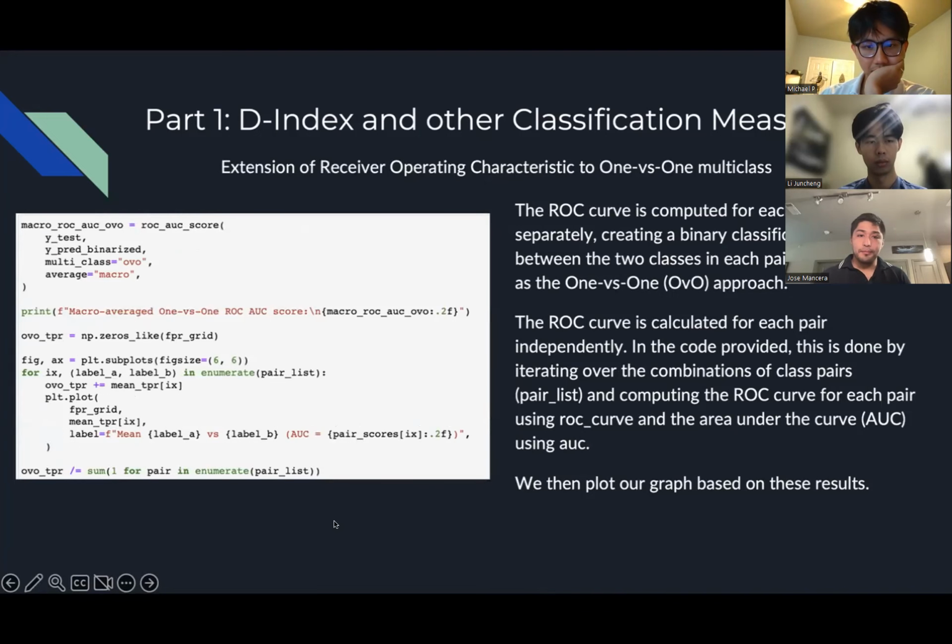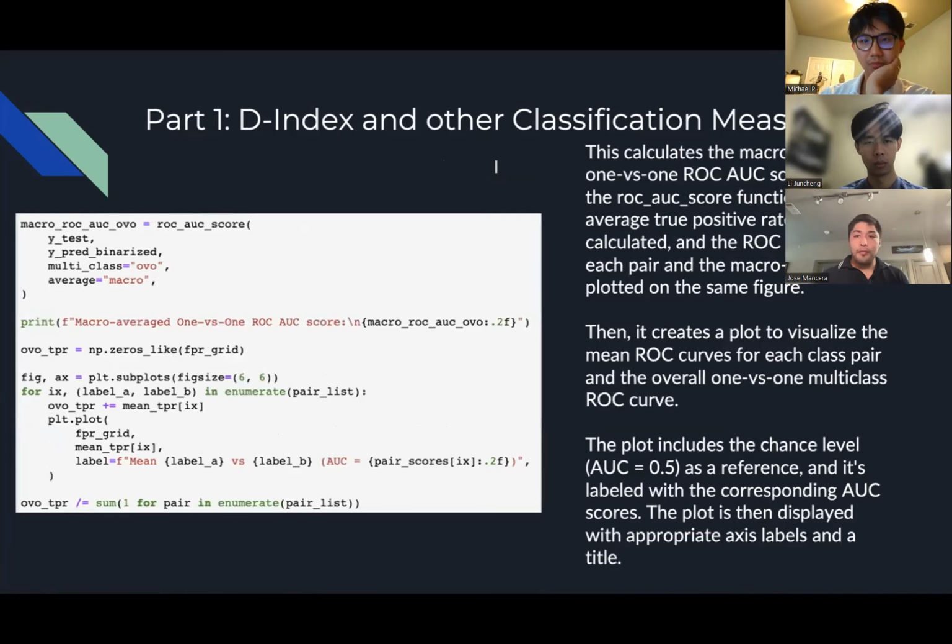This is where we group everything together, and it shows all our results on one graph. That's really what this is going to do. And then this goes a little more in depth on that, and shows how we calculated the macro average for the one versus one curve.